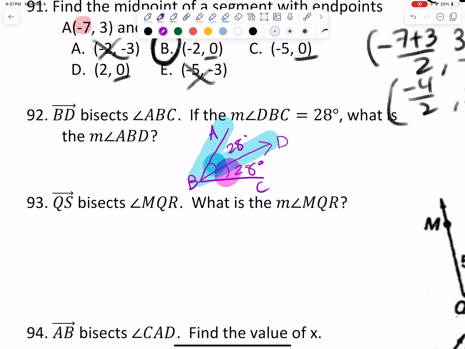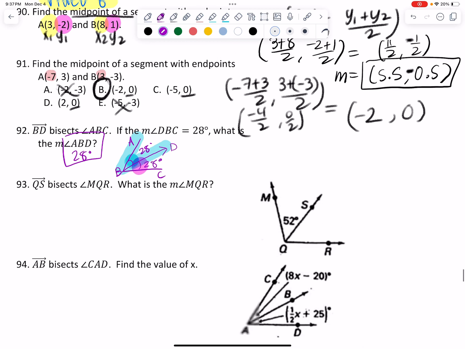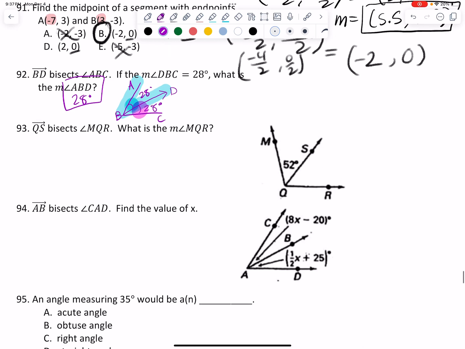That tests your knowledge of the word bisects. Okay? This one, thankfully, they have a picture. They say QS, this ray, bisects MQR, which is this big pink angle. So since it bisects it, it cuts it in half. I get to add these markings. What is the measure of angle MQR, which is that whole pink one? So if this one is 52, then this one's 52.